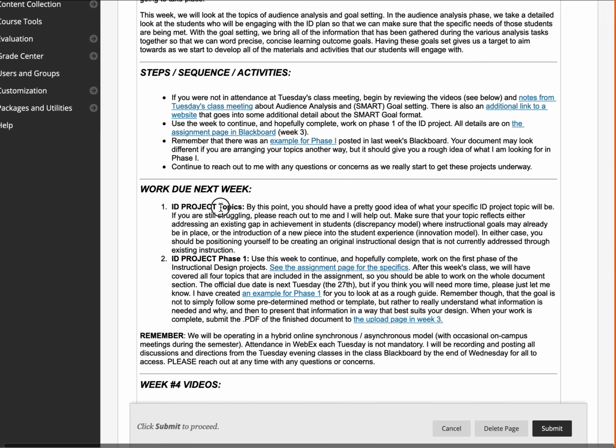So in terms of topics, if you're still working on trying to narrow down a topic, please reach out to me if there's anything I can do to help, so that you can get that narrowed down. But once you have your topic in hand, then it's about returning back to the phase 1 assignment. Now that we've gone through all 4 parts, you can now effectively complete the assignment.